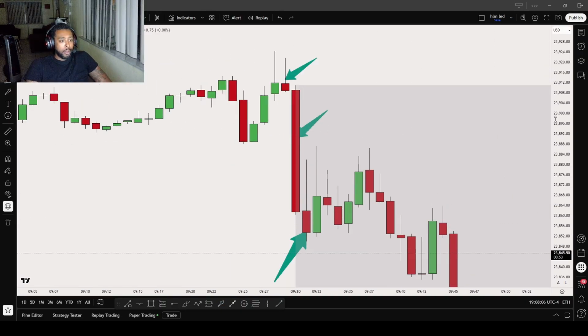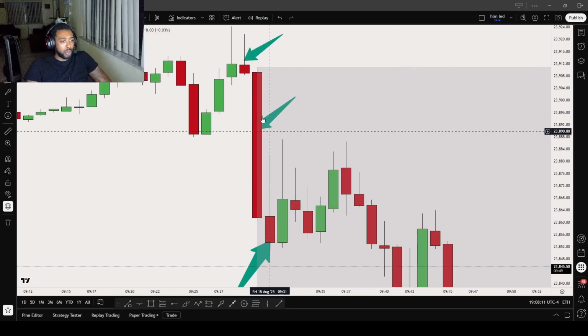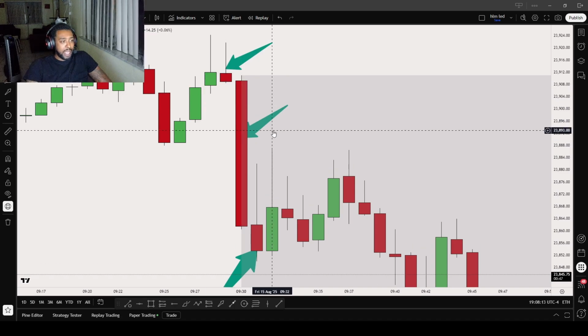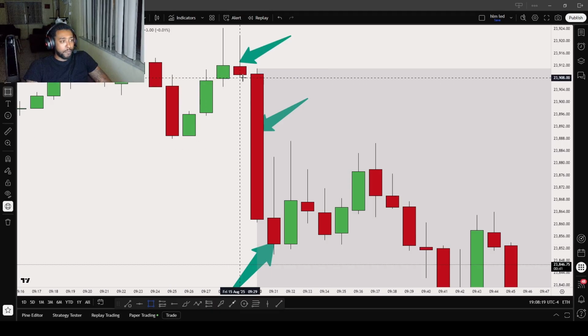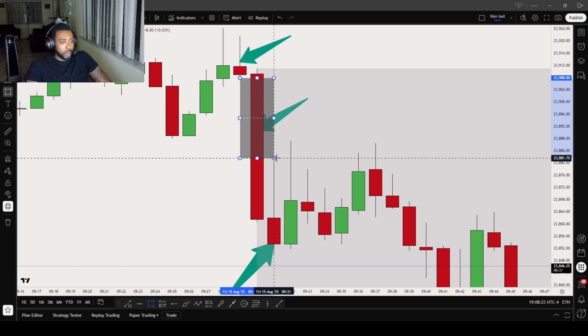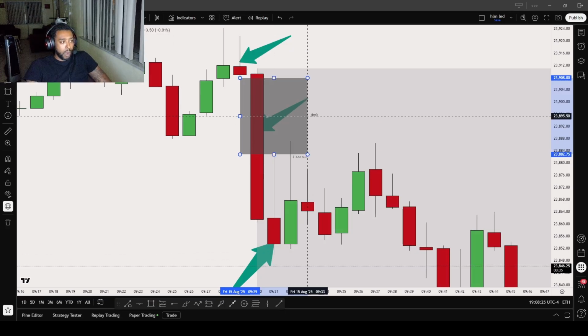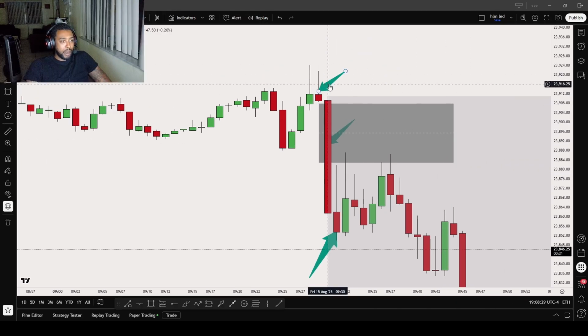To where the first wick and the third wick do not touch, and it leaves a gap in between. So this is how you draw it out. You want to go to your rectangle tool and you will draw from the first candle's wick all the way down to the third candle's wick, right? And then you extend that. This is a fair value gap.